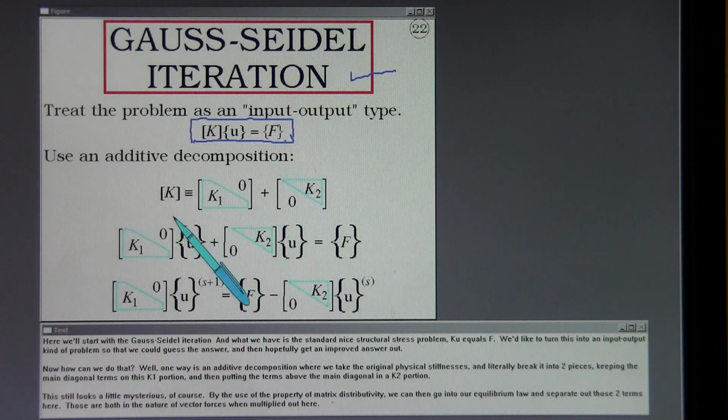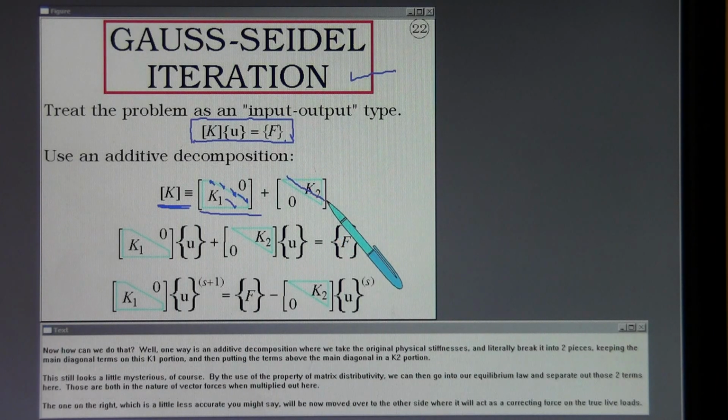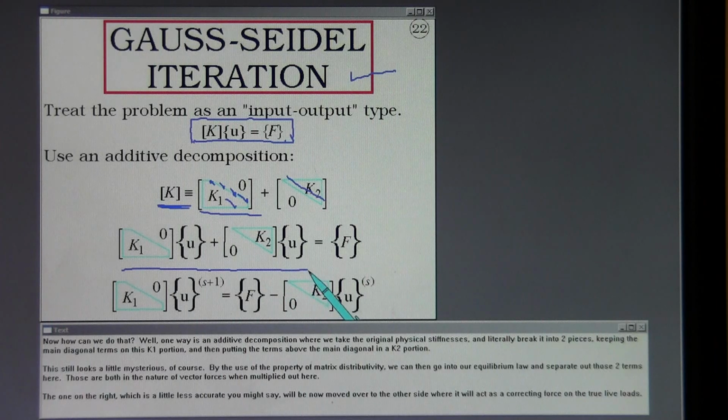Well, one way is an additive decomposition where we take the original physical stiffnesses and literally break it into two pieces, keeping the main diagonal terms on this K1 portion and then putting the terms above the main diagonal in a K2 portion. This still looks a little mysterious, of course. By the use of the property of matrix distributivity, we can then go into our equilibrium law and separate out those two terms here.